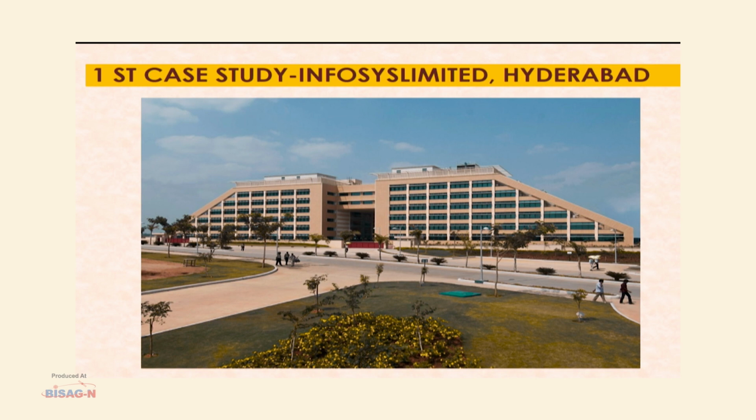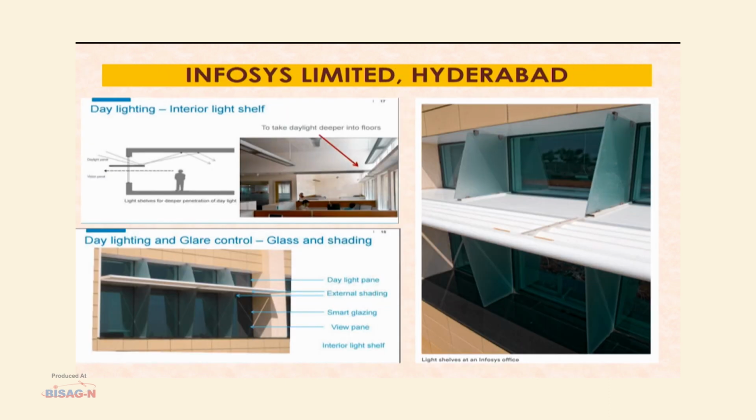One of the case studies is INFOSYS Limited, Hyderabad. Here we will discuss only the facade. This facade consists of a daylight pane, like a ventilator above, and something called a light shelf. This light shelf, you will see, is a wooden panel which extends to the inside significantly so that the light can be brought to a greater depth into the interiors of the building.